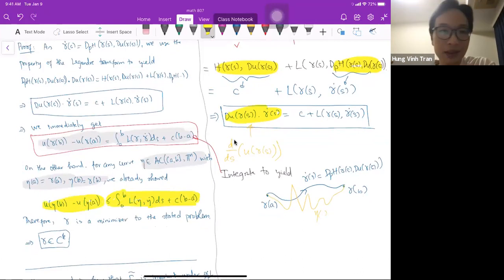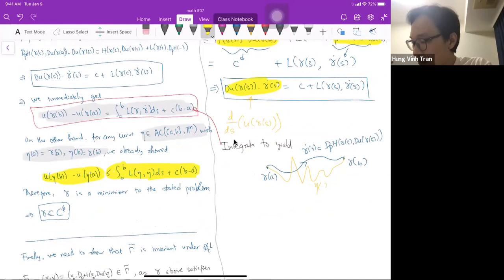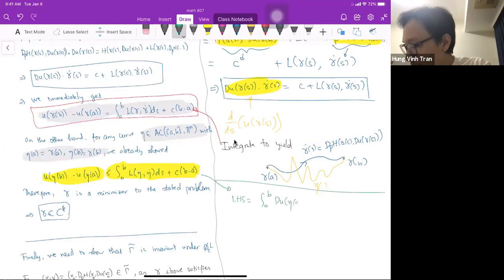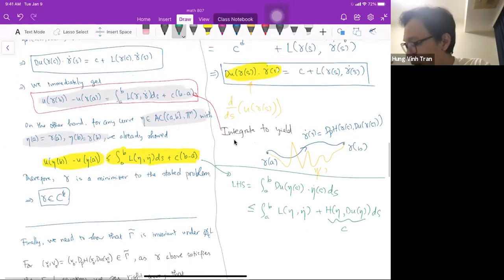Again, the proof of this is simple, right? You just write exactly the duality formula and the inequality again. The left hand side here just equals the integral from a to b of Du of eta s dot with eta dot of s ds. And this is again less than or equal to the integral from a to b of L of eta, eta dot plus H of eta, Du of eta ds, and this is c. So you have the same thing, right?